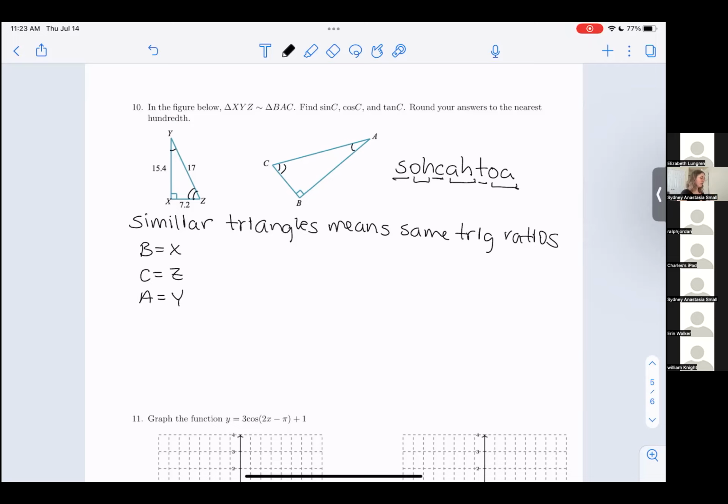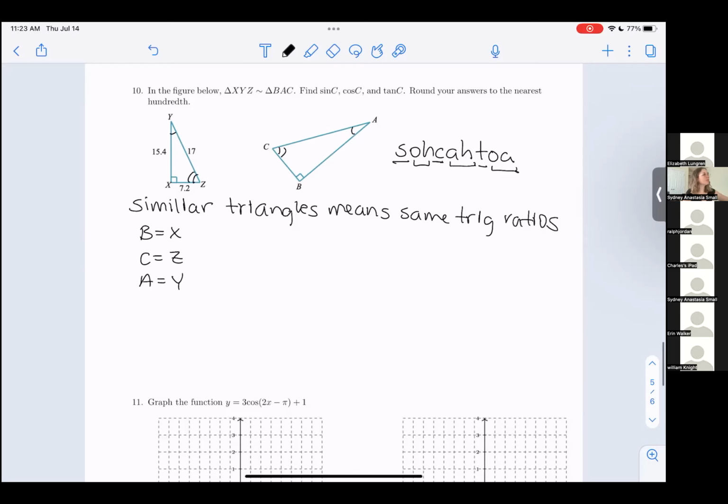Therefore, we can just use the information from a similar triangle in order to find the trig ratios for the triangle that we don't technically know any of the side lengths about, and we never will be able to know, but we'll never need to know. So how do we do this? Well, the sine of C, that's the first thing we want, is equal to the sine of Z because those are the two angles that are congruent in the similar triangles. We know that the sine from our acronym is opposite over hypotenuse. So we want the side opposite of Z, which is 15.4, over the hypotenuse, which is 17.